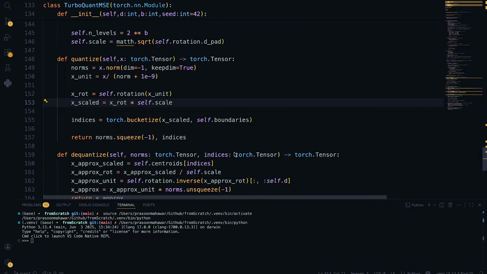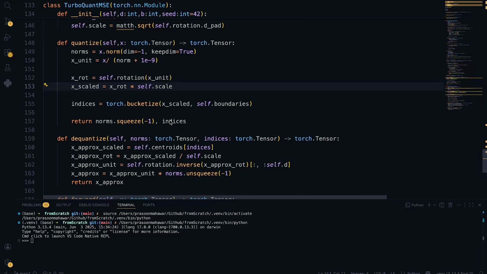And the torch.bucketize method is the PyTorch built-in efficient lookup that, given sorted boundaries, finds which interval each value falls into. For n levels equals 16, like 4-bit, this partitions each coordinate into one of 16 buckets.